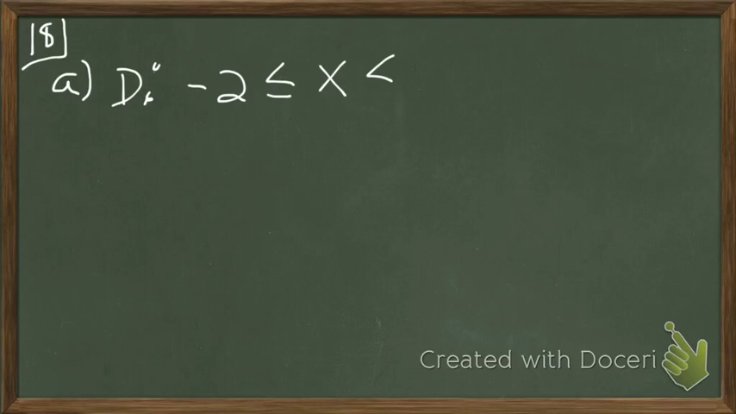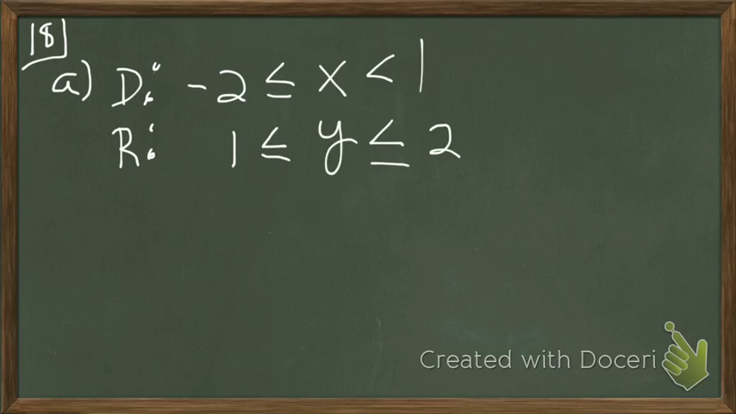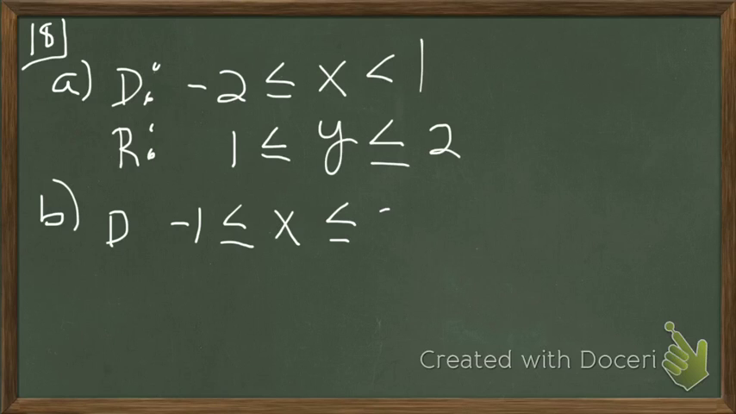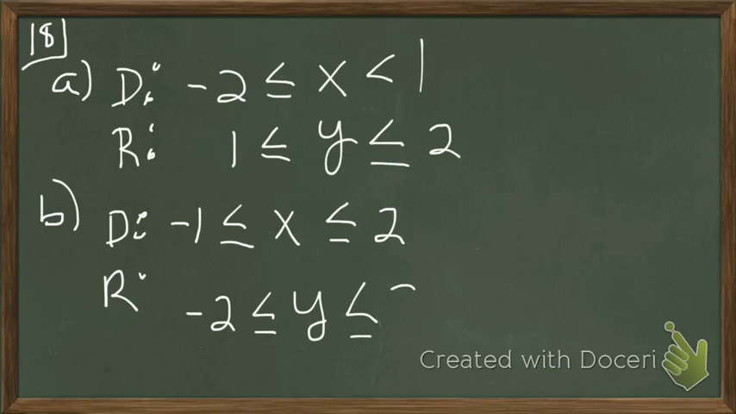18. Find the domain and range for each of the following functions. Part A, the domain. It isn't a function. Oh yeah, the domain. Yeah, A is a function. Negative 2 is less than or equal to x, and x is less than 1. The range for part A here is 1 is less than or equal to y, and y is less than or equal to 2. Part B. The domain, negative 1 is less than or equal to x, and x is less than or equal to 2. And the range, negative 2 is less than or equal to y, and y is less than or equal to 2.